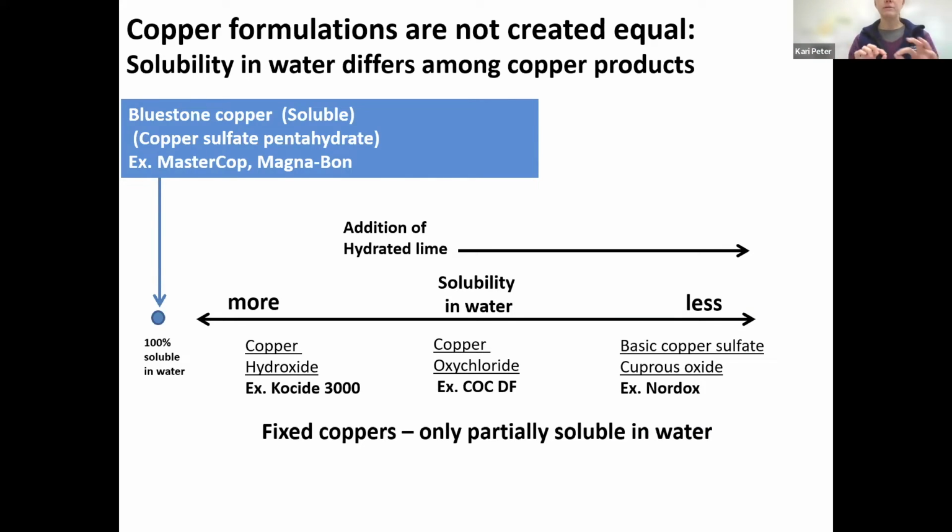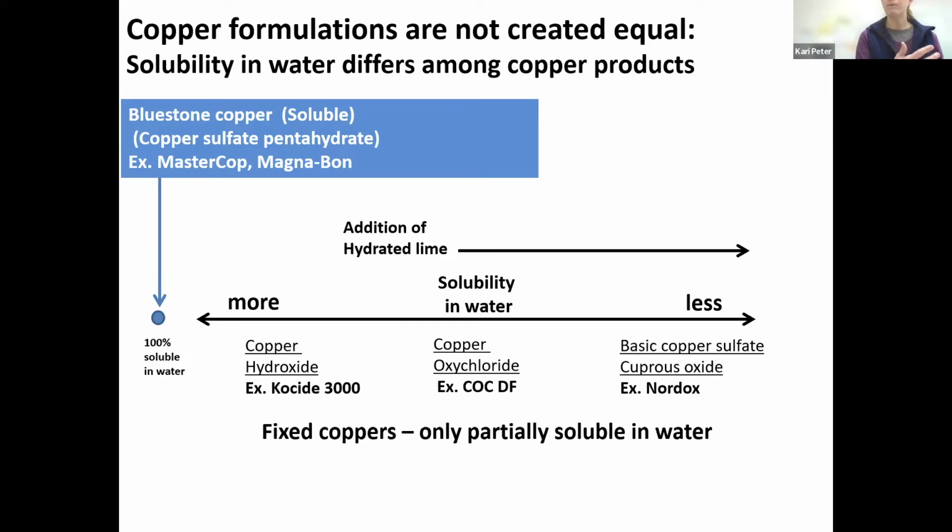So here is a depiction. I'll walk you through this. Let's first look at the center line here, the center arrow. This is a range of solubility in water of fixed coppers. Copper hydroxide is more soluble in water. It's still a fixed copper, but it's more soluble in water.